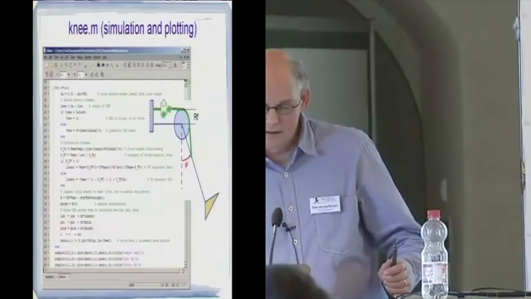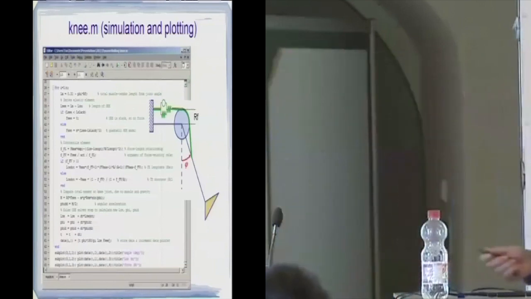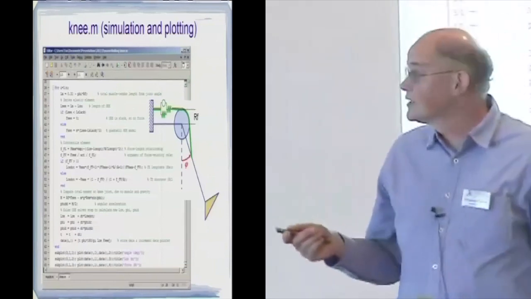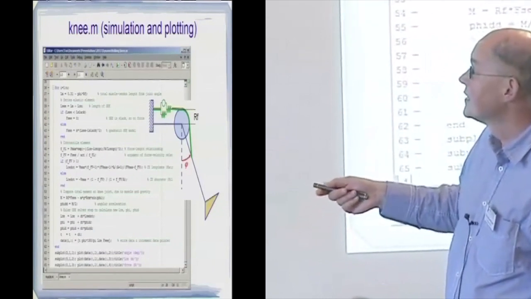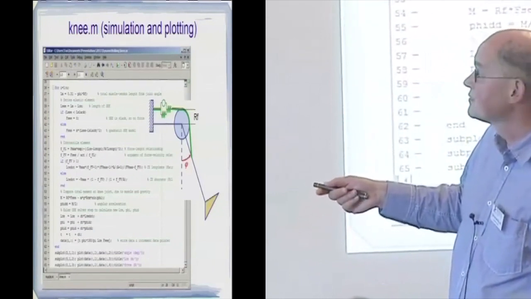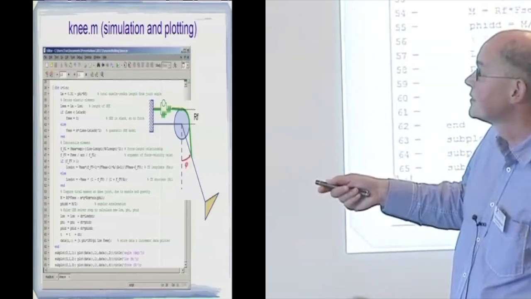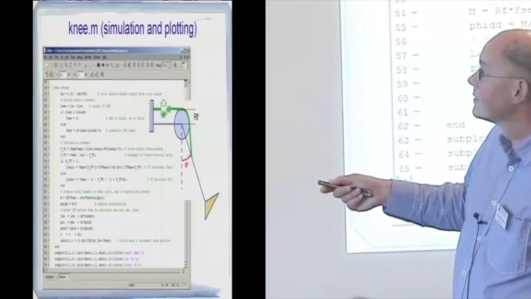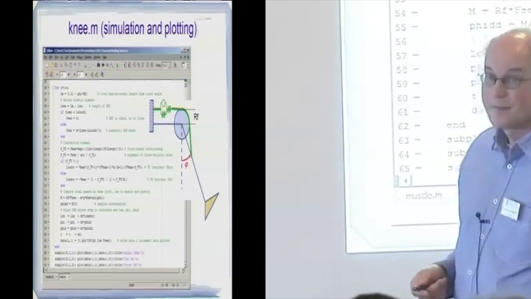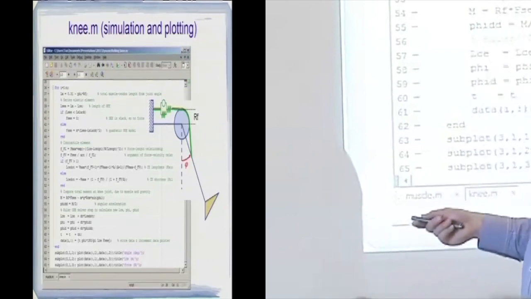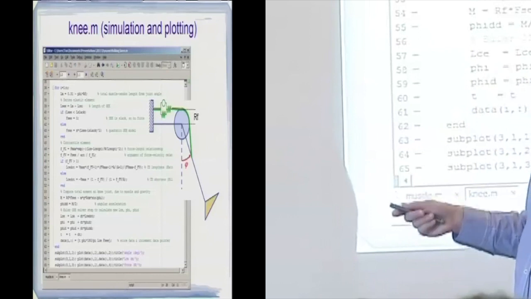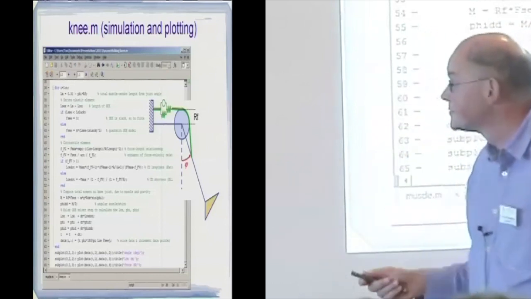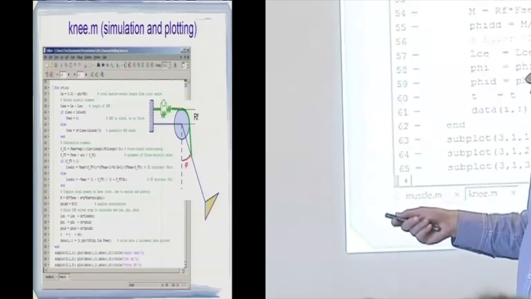Let's see. The code is structured very similarly to the other one. We start out by calculating the muscle length. In this case, it's not a function of time, but a function of joint angle. RF is the moment arm. So when this angle increases, the muscle length decreases proportionally. It's a constant moment arm RF.